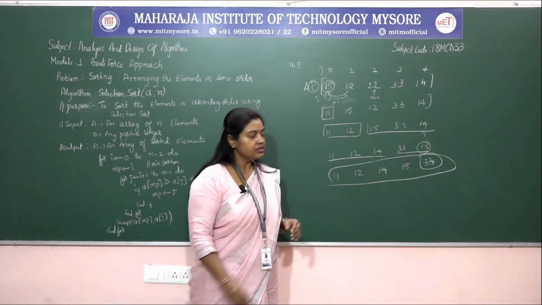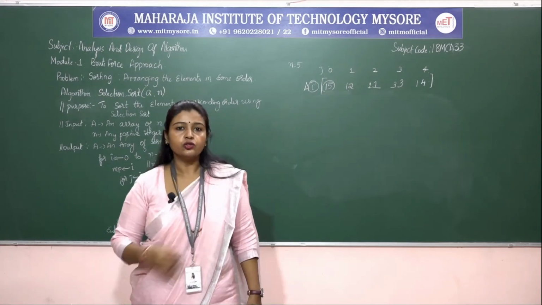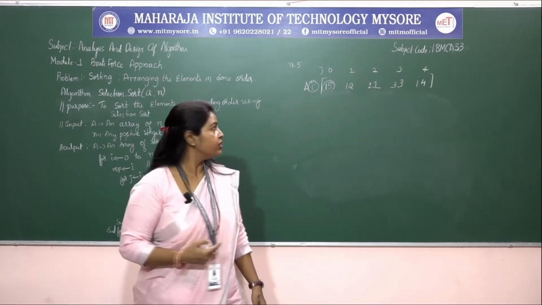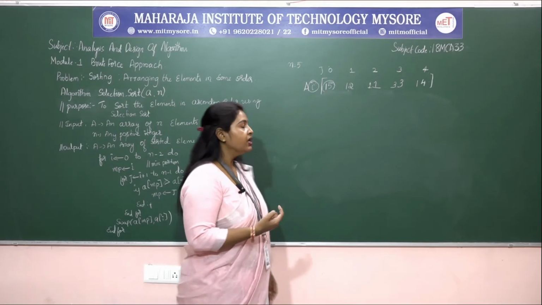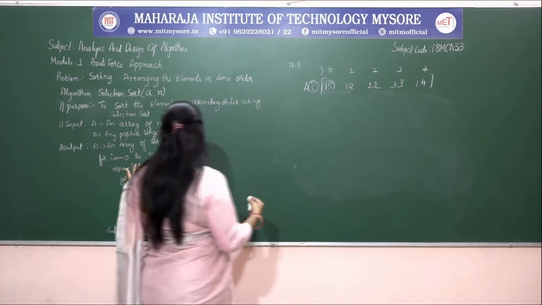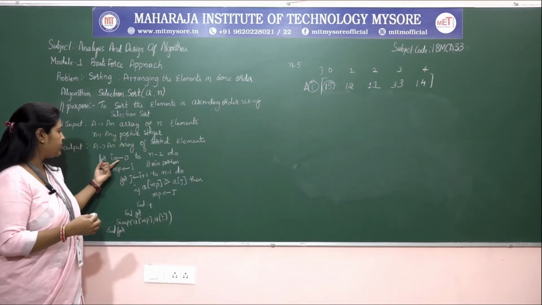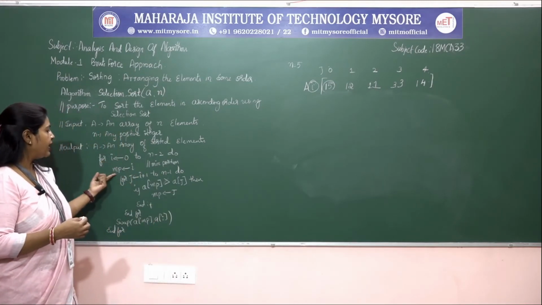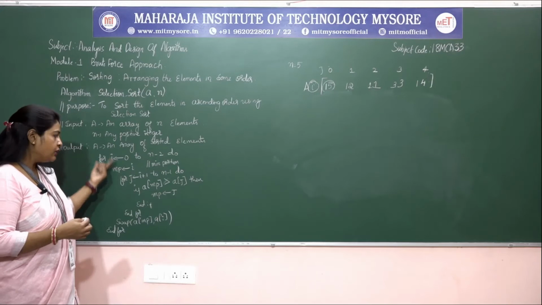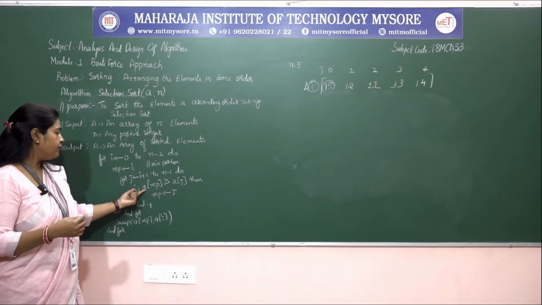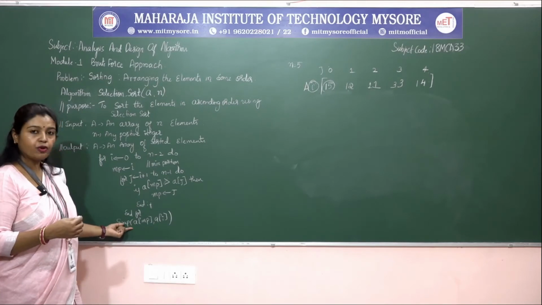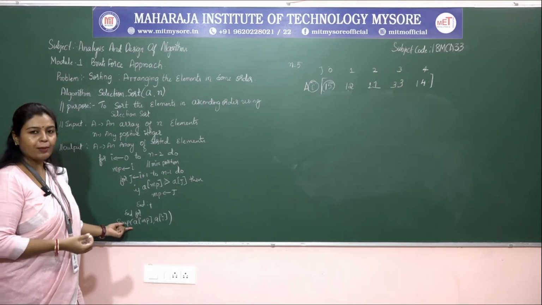Okay, so let us see how to trace this. Let us solve for the same set of elements, that is 15, 12, 11, 33 and 14. Now what are all the variables here? In the algorithm, i is a variable, j is a variable, and MP is also a variable, right? Every time we are checking the condition, the if condition, and at last we are performing the swap operation.